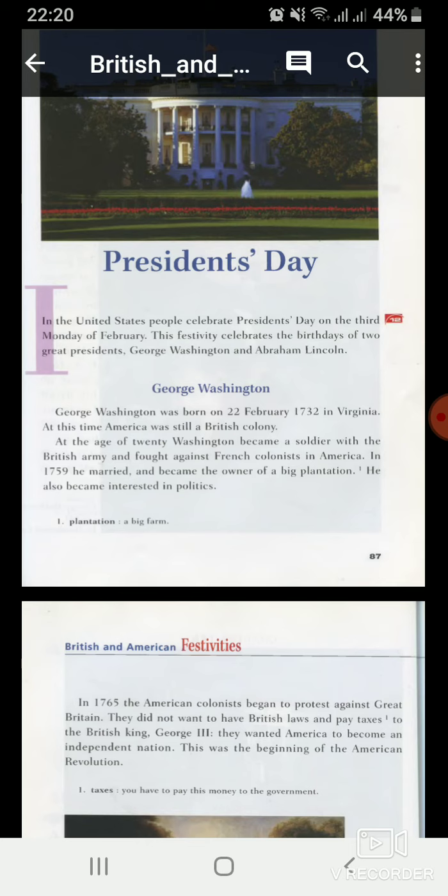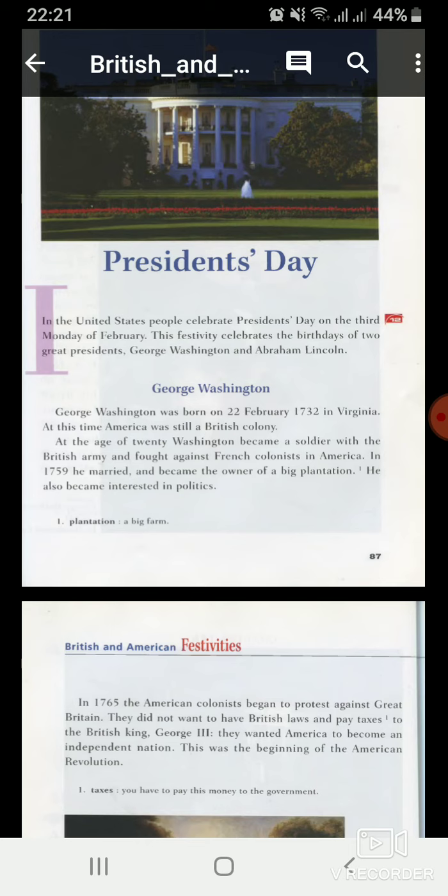George Washington. George Washington was born on 22nd February 1732 in Virginia. At this time, America was still a British colony. At the age of 20, Washington became a soldier with the British Army and fought against French colonists in America.